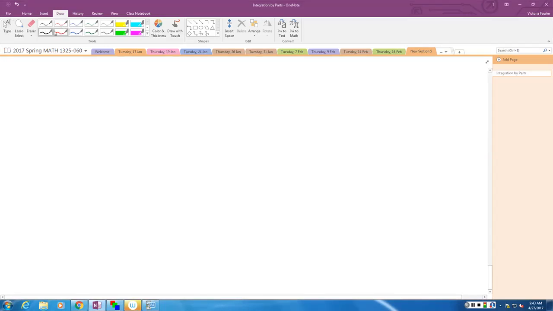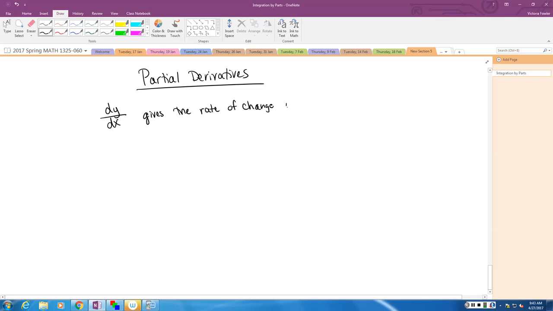So we're talking about partial derivatives. And if you remember, we talked about dy dx giving us a rate of change of y with respect to x, right? Dy dx gives the rate of change of y with respect to x. That's in our notes from a long time ago.